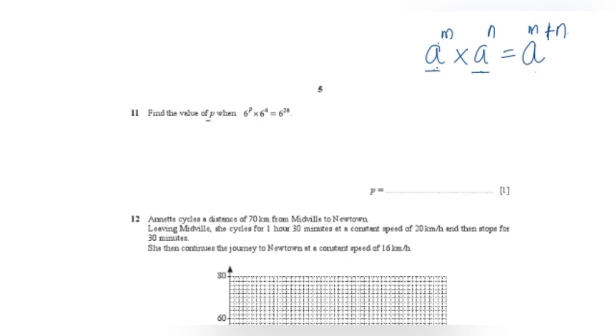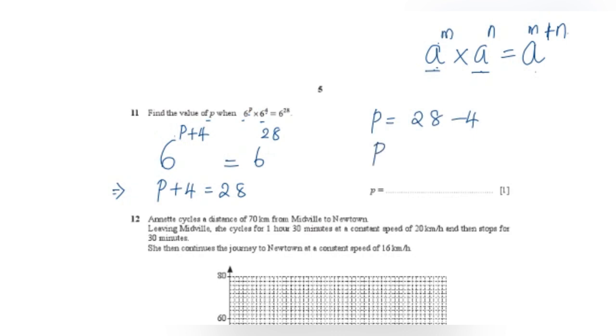So applying the same here, since the bases are all same, write the common base and add up the exponents since it is multiplication. So 6 raised to P plus 4 is equal to 6 raised to 28. Next step is we equate the exponents. So P plus 4 is equal to 28 and then you can solve for P. So the answer comes as 24.